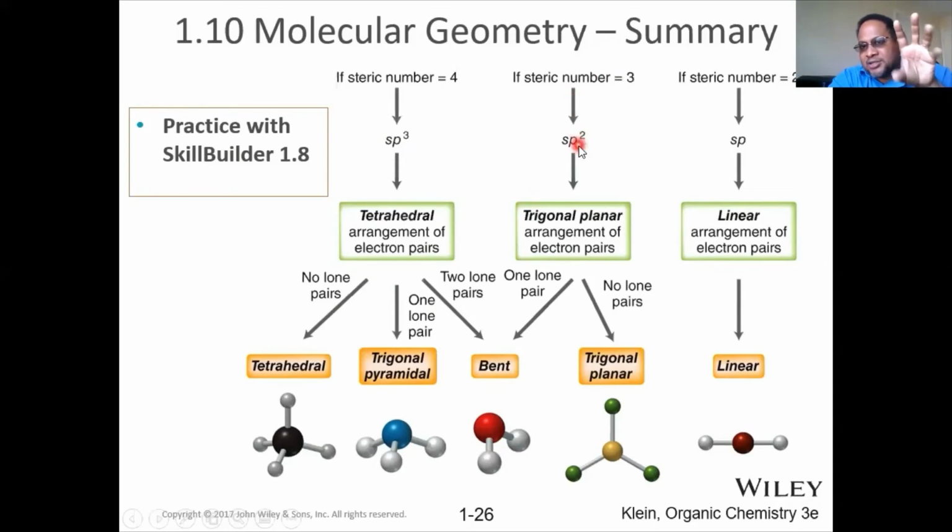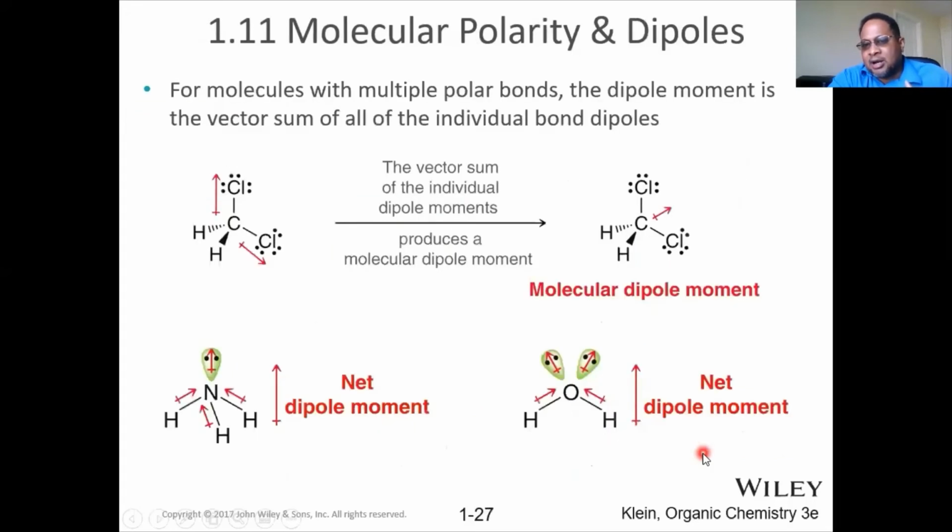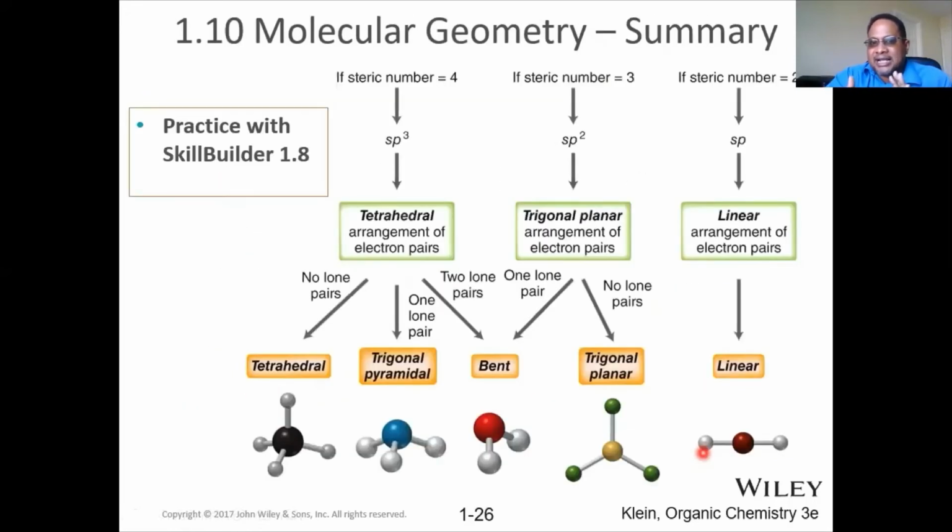If your steric number is 3, where it's an sp2 hybridized orbital, like boron trifluoride, the arrangement of the atoms would be trigonal planar. And if it's an sp type geometry, like dry ice, carbon with 2 oxygens, it's linear because you have 2 double bonds. So that's a summary of what to expect as it relates to the VSEPR theory.